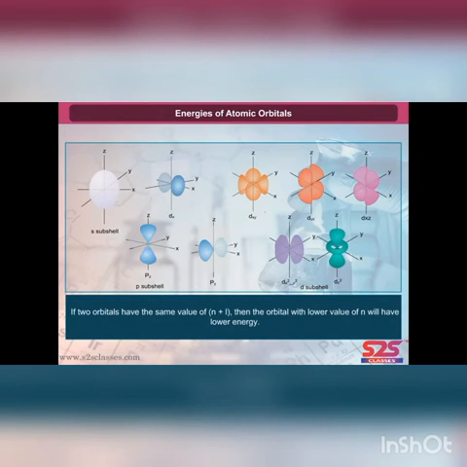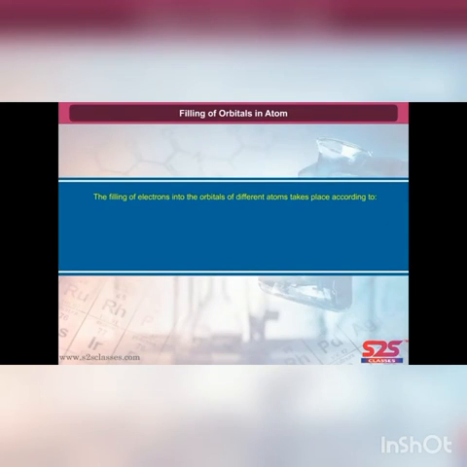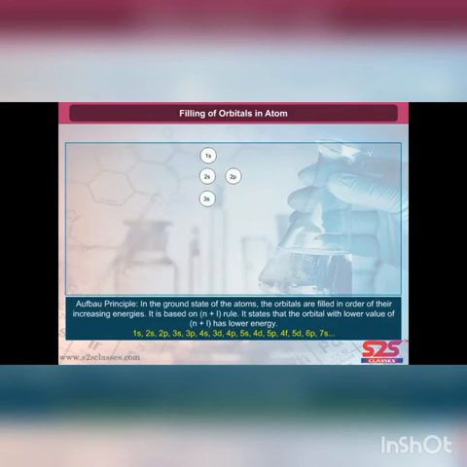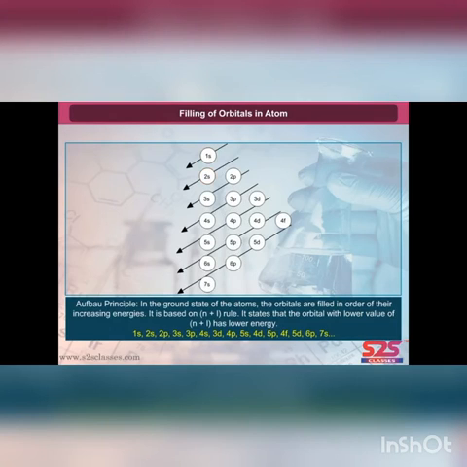Filling of orbitals in atom. The filling of electrons into the orbitals of different atoms takes place according to Aufbau principle, Pauli's exclusion principle, and Hund's rule of maximum multiplicity. Aufbau principle. In the ground state of the atoms, the orbitals are filled in order of their increasing energies. The order in which the orbitals are filled is based on the n plus l rule. It states that the orbital with lower value of n plus l has lower energy.